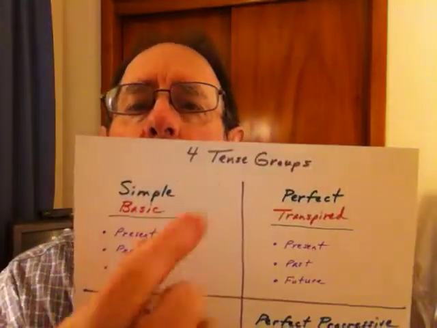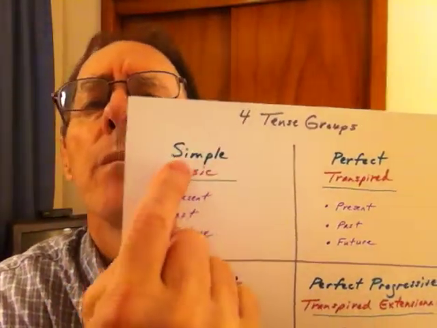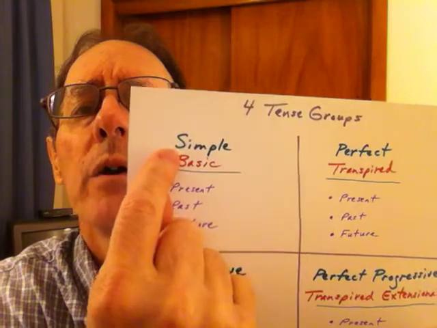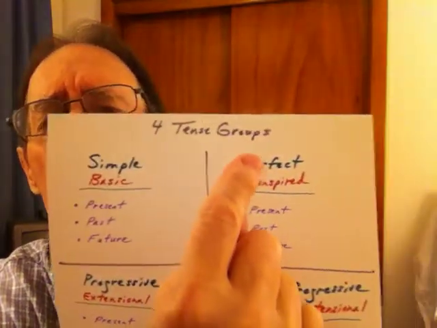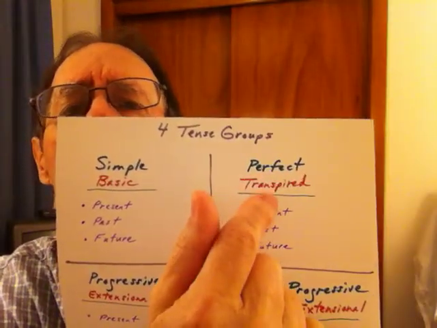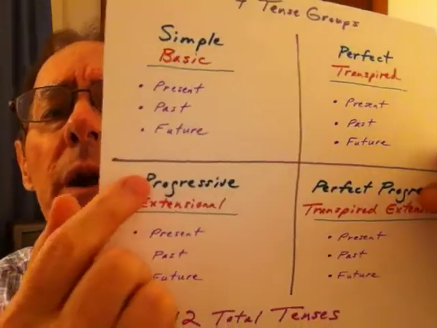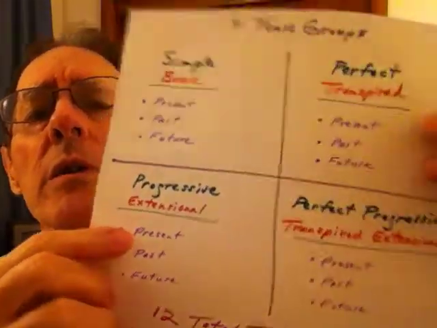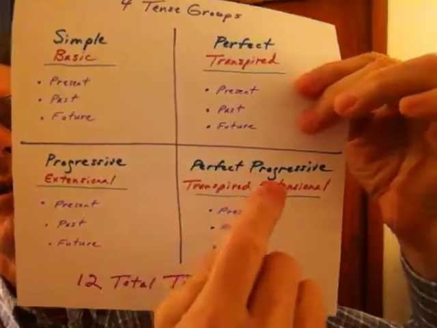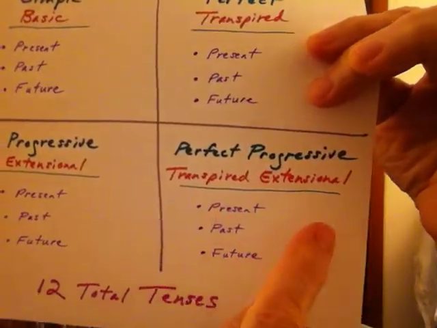Now, you might be familiar with the tense groups I mentioned. Simple, I call mine basic, and there's the perfect tense group, and I call it transpired. The progressive, I call mine extensional, and the perfect progressive, I call mine transpired extensional.